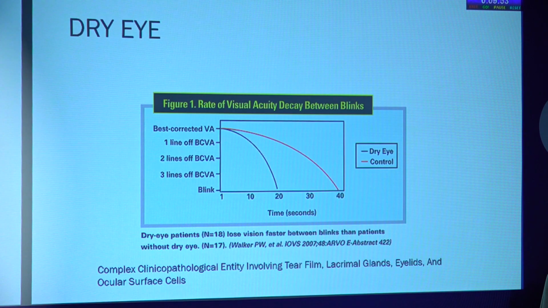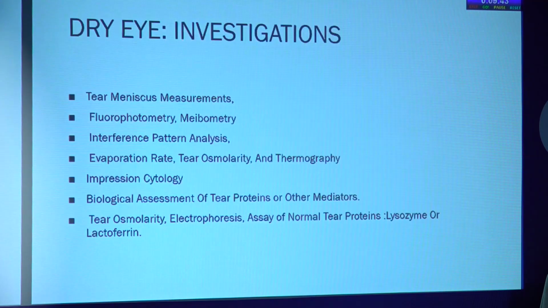They'll say that there is blurring, but it is intermittent. This is because the rate of visual acuity decay between blinks is much higher in dry eye patients. So in addition to a T-BUT and Schirmer that we do routinely, these tests as well may help you to come to a proper diagnosis.